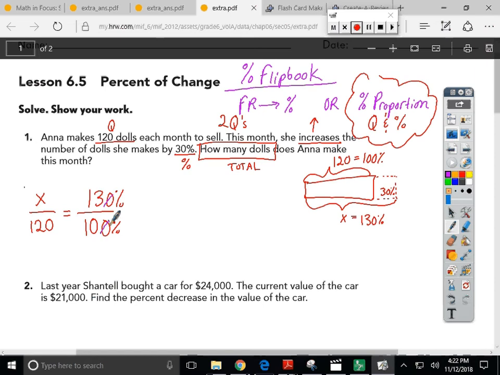That's going to eliminate the 0 that's sitting back here. 130 divided by 10 is 13. 100 divided by 10 is 10. We are ready to look at cross products next.